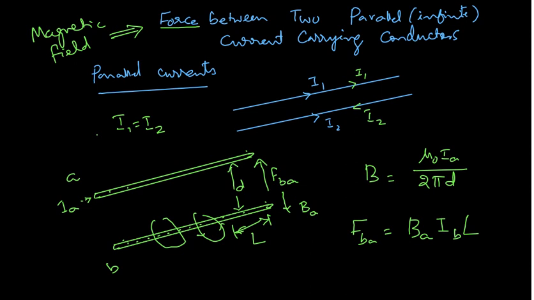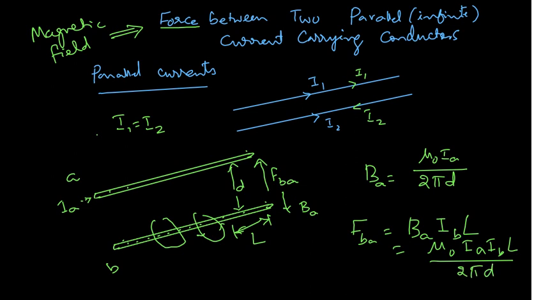So now I have to substitute for BA. This is nothing but the BA. So I substitute that. You get mu naught IA IB into L divided by 2 pi d.